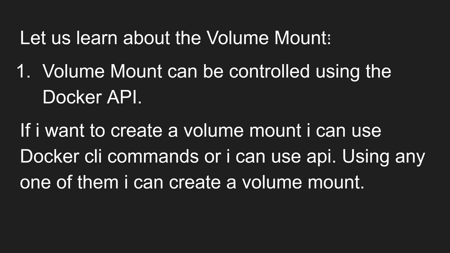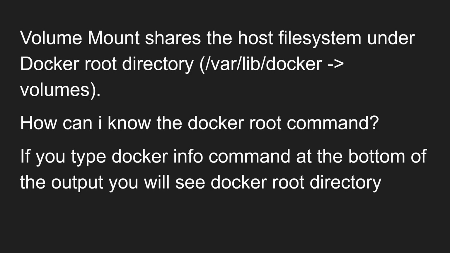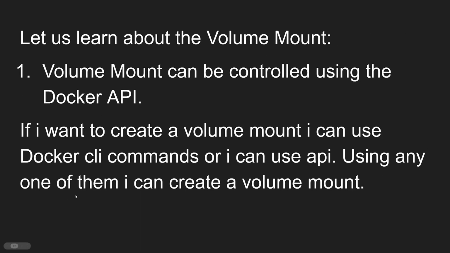First of all, let us learn about the volume mount. A volume mount can be controlled using the Docker API. So whatever Docker API commands we have, like docker volume, we can control all these things. If I want to create a volume mount, I can use Docker CLI commands or I can use the API. Using either one of them, I can create a volume mount. We have Docker volume CLI commands also. If I say docker volume ls, I have shown you in our previous videos. And using the API means, while creating the container, we have used the -v option or the --mount option. Using any one of them, we can create a volume mount.